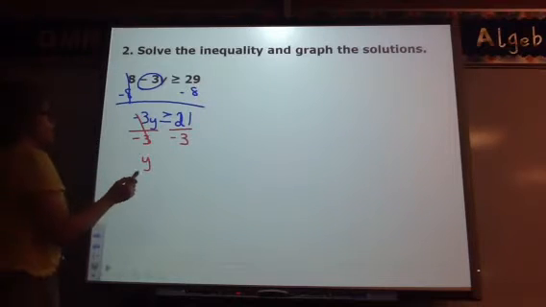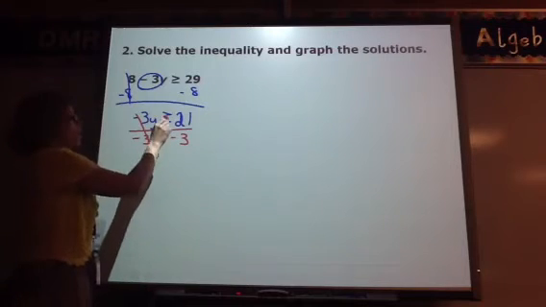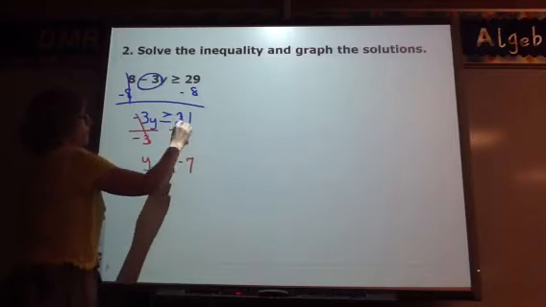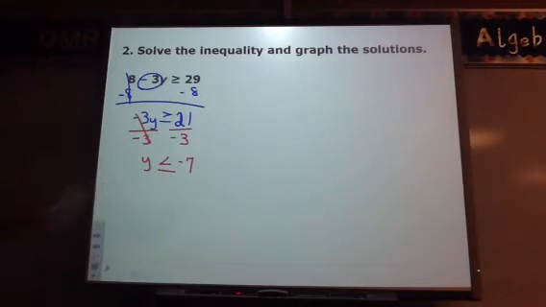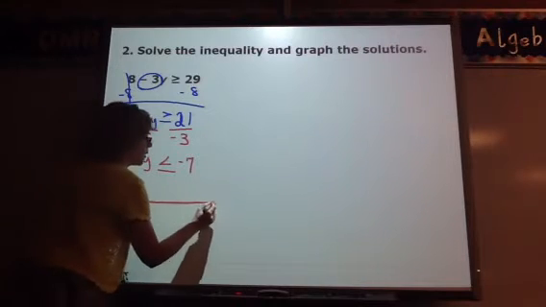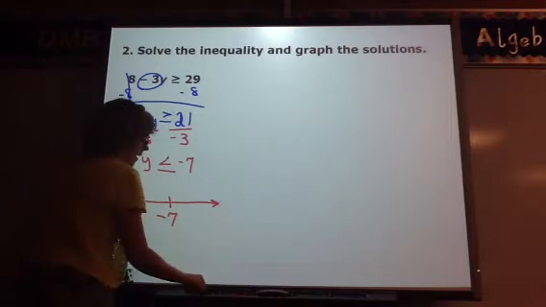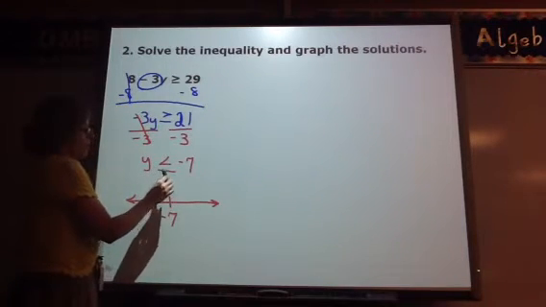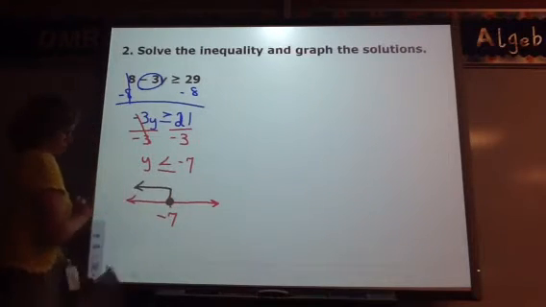Now, we have a special case here. Remember when we're dividing by a negative number to solve the inequality, we must switch that inequality symbol. Positive 21 divided by a negative 3 is a negative 7. So when I graph my solution, I am going to include 7 because my solution set is all real numbers less than or equal to 7.